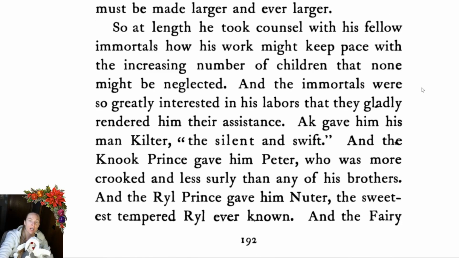So at length he took counsel with his fellow immortals how his work might keep pace with the increasing number of children, that none might be neglected. And the immortals were so greatly interested in his labors that they gladly rendered him their assistance. Ak gave him his man, Kilter, the silent and swift, and the Nook Prince gave him Peter, who was more crooked and less surly than any of his brothers. And the Rill Prince gave him Nuter, the sweetest tempered rill ever known.